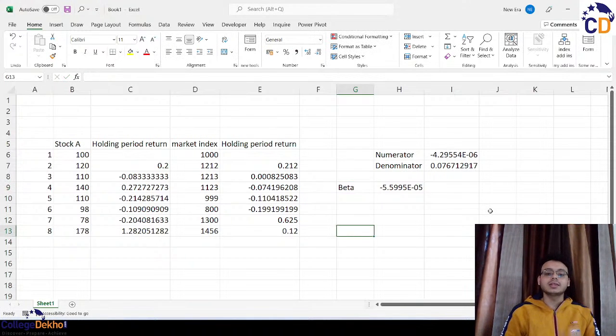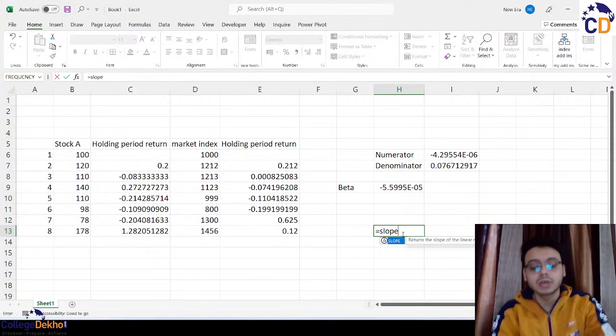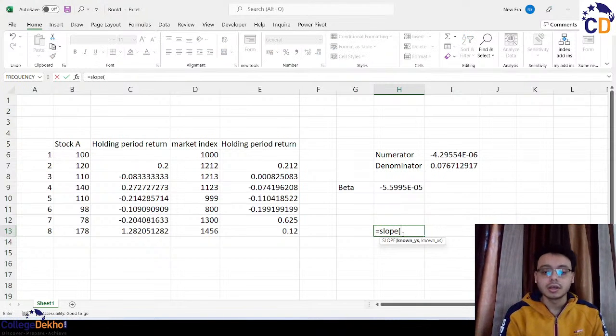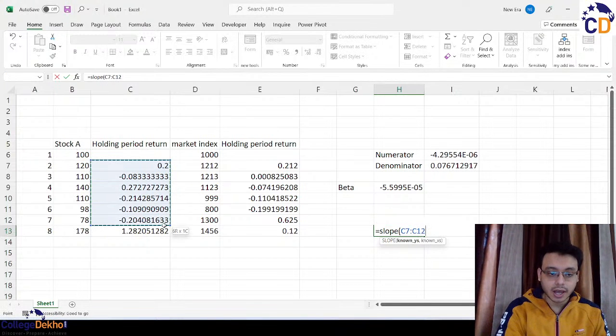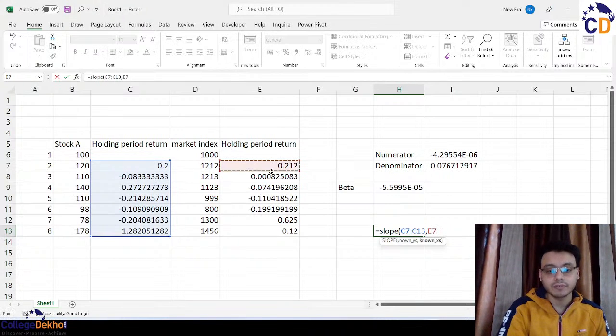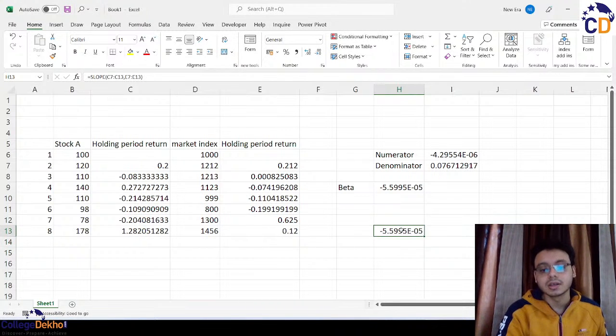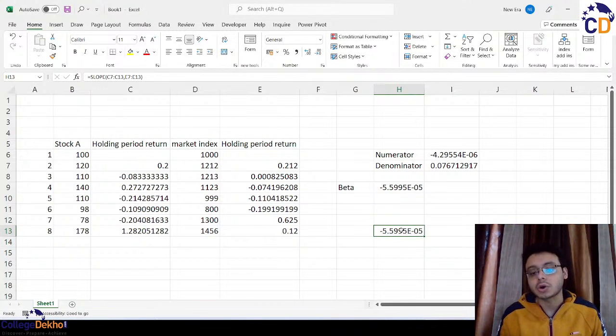So this was a longer way. First we calculated the numerator, the covariance of the market returns and security returns, and then we calculated the variance of the market returns. But a shorter way is by using a function called SLOPE. Slope gives you the beta. First you select array 1, comma, the returns of array 2, and close it. The answer comes the same. It is a direct way to calculate the beta of the stock, or the systematic risk of the stock.